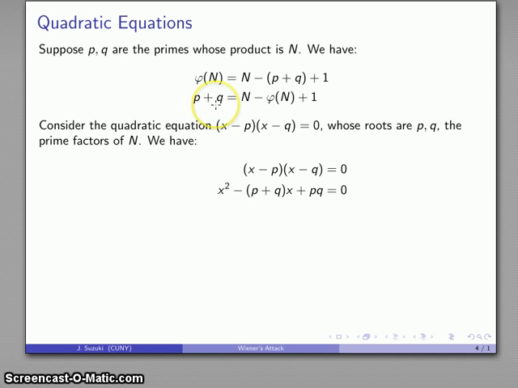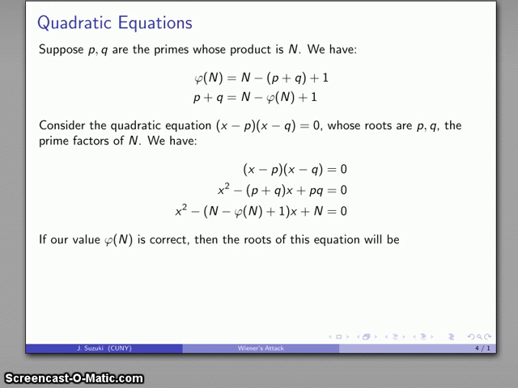And I can express p plus q in terms of n and phi of n. So if I have the right values of e, d, and k that give me phi of n, I have a value for p plus q, and I have a quadratic equation, which I can, in theory, solve. So I'll substitute those values in, and if we have the correct value of phi of n, the roots of the equation will be, first off, whole numbers, and they'll also be the factors of n.